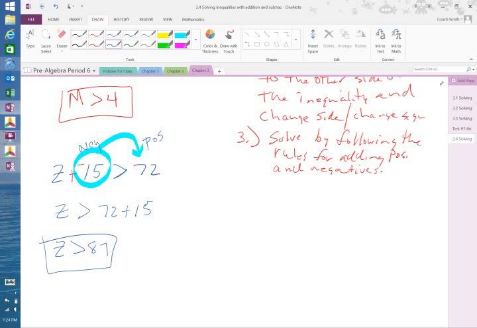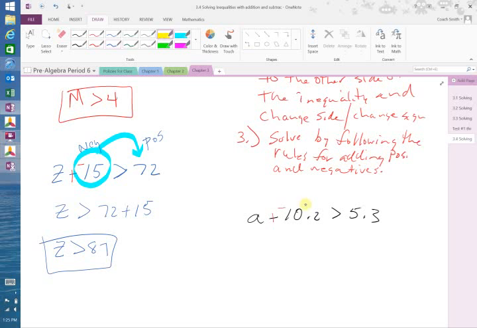Okay, so it's fairly simplistic. Obviously, they'll eventually get harder, but for the time being, let's see here. A minus 10.2 is greater than 5.3. So we do have subtraction in the problem. So I'm going to change it from subtraction to addition and do the opposite of positive 10.2, which is negative 10.2.